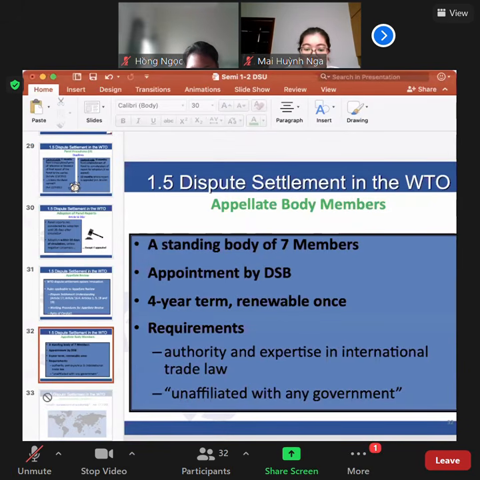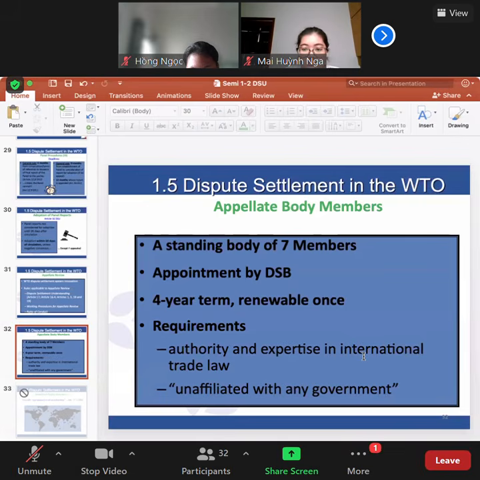Now, right here, the appellate body will not work or stick with any government because they work for the WTO full time. Okay, so these are the things.